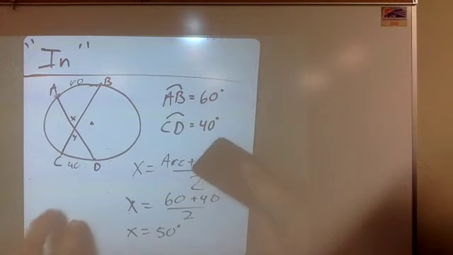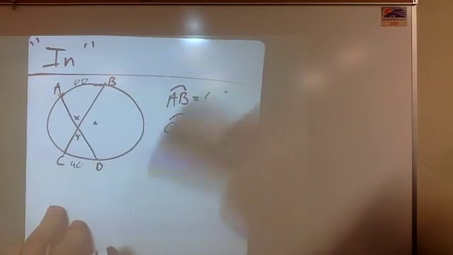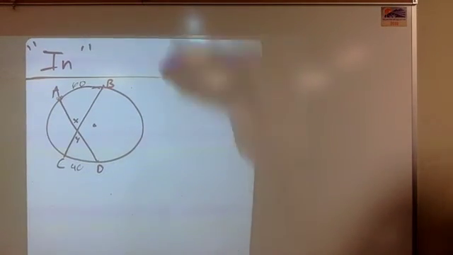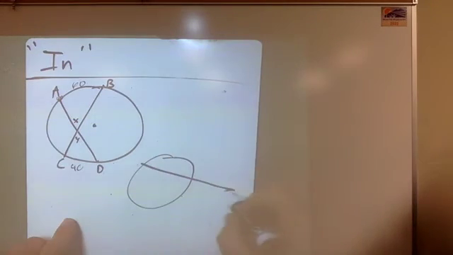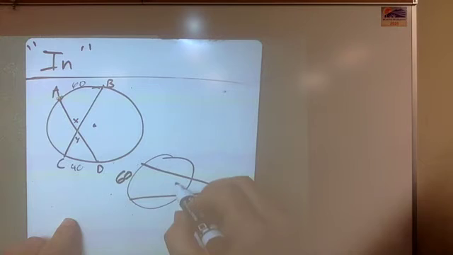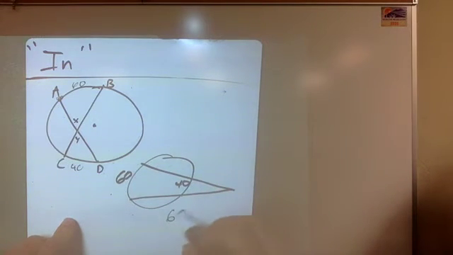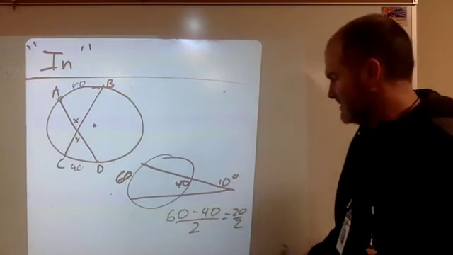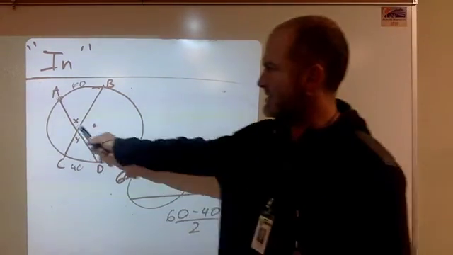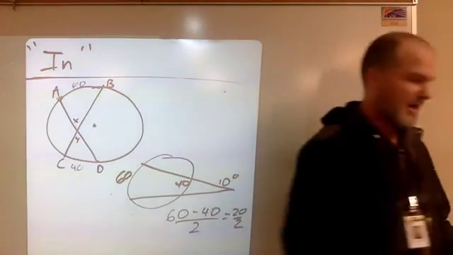It's pretty similar to what we did last week when the angle was outside the circle, except when it was outside, you subtracted. So if it was outside like this, and you had 60 and 40, then you would subtract those two angles to get 20, and 20 divided by 2 is 10. So this would be a 10-degree angle in that case. So if the angle is outside the circle, you subtract. If it's inside the circle, you add your arcs.